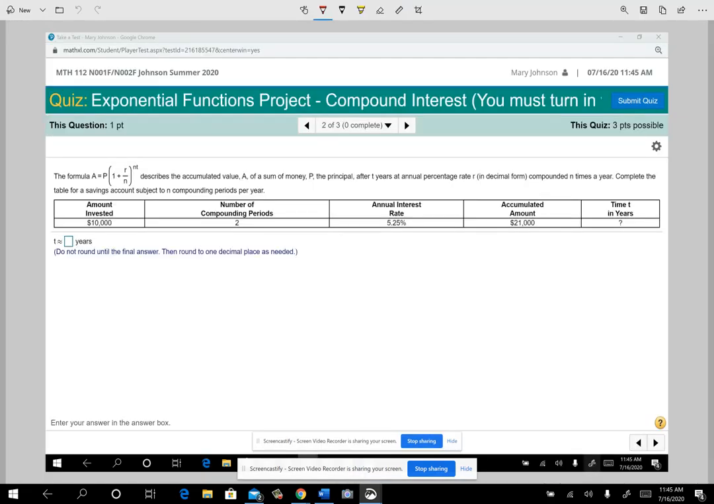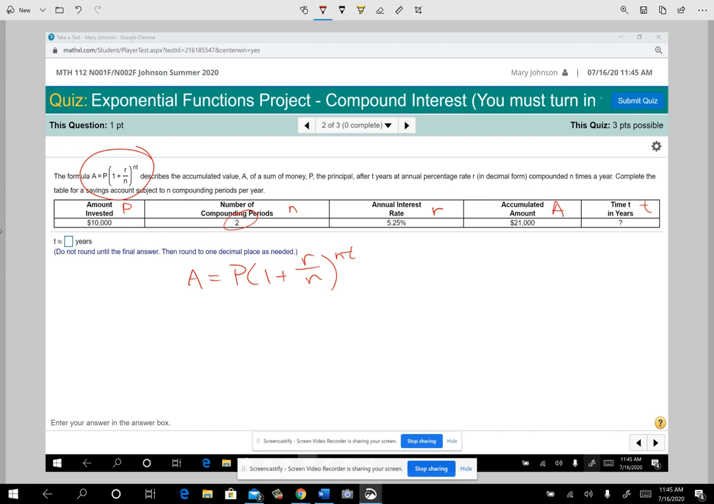Okay, so this particular problem is using the compound interest formula because we're compounding the interest twice a year. So we know our N. All right, so on this one, we're going to be plugging into this formula. So you have to see where things go. So the amount invested is actually your P. The accumulated amount is your A. Annual interest rate is your R. Compounding periods is your N. And time is T, and that's what we're actually looking for now. So we're going to know everything except T, and we're going to have to solve.